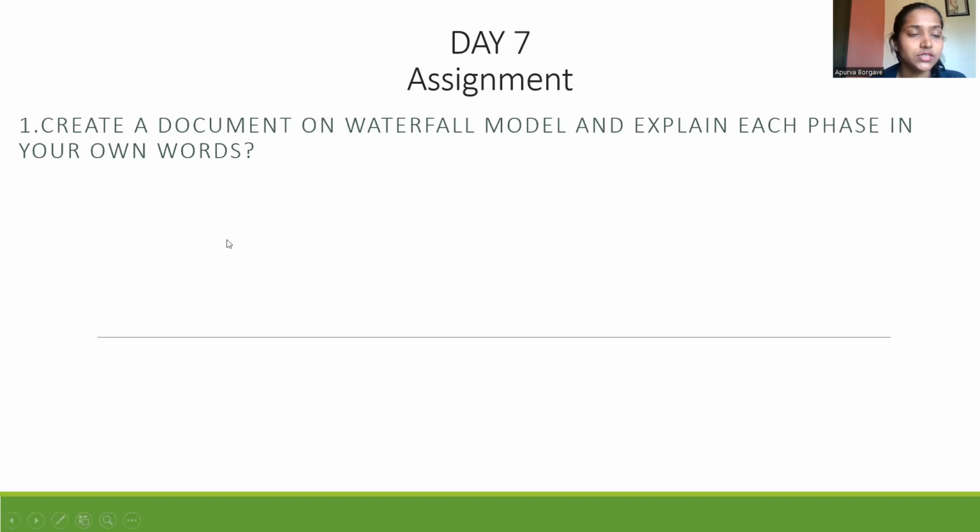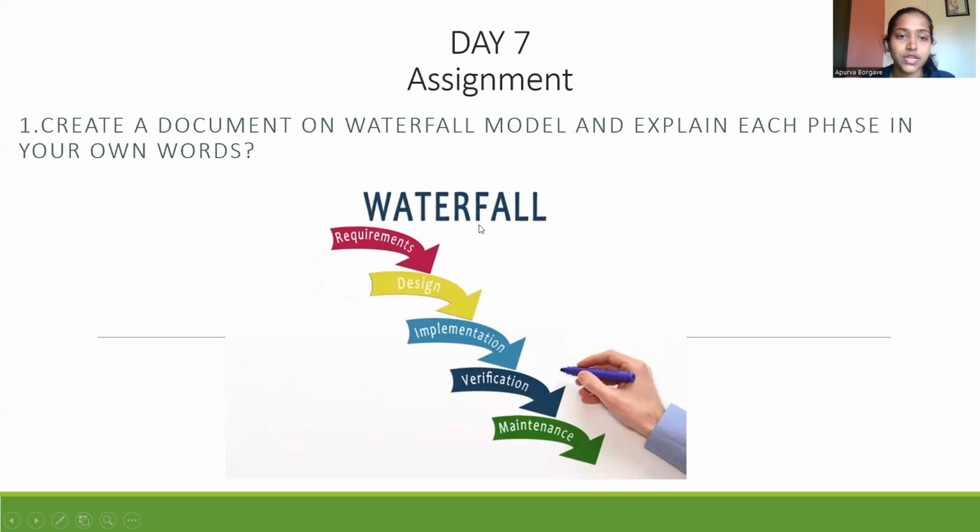So the first question is: create a document on the waterfall model and explain each phase of this model in your own words. The phases of the waterfall model are as follows. The first is the requirement phase, where you collect all the requirements that are necessary for the project from the client. The client will be giving you all the requirements. The second phase is the design phase, design and development.